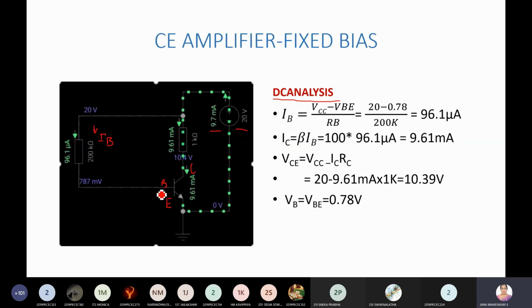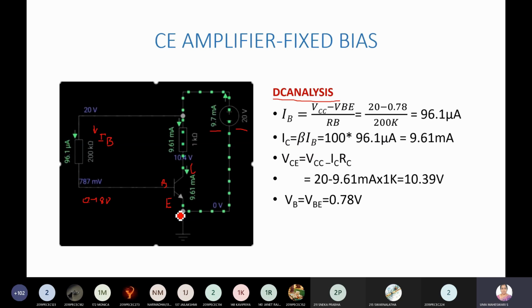And next, you see the base voltage is displayed as 0.787 millivolts. That means when you convert this to volts, it is going to be 0.78 volts. So the software tells you that your base voltage is 0.78 volts. Emitter is grounded, so it is going to be 0 volts. So what is going to be the VBE drop? Base voltage is 0.78 volts, emitter is grounded, emitter voltage is 0 volts. So what is going to be the VBE drop?